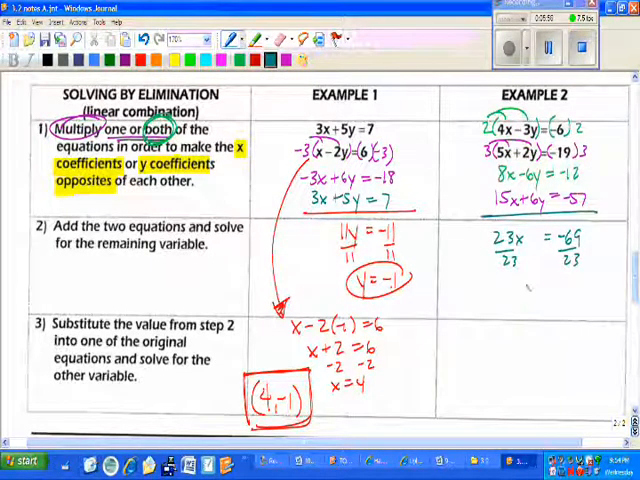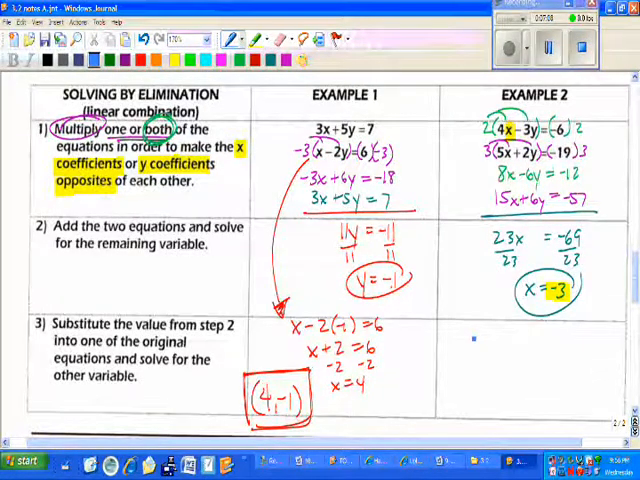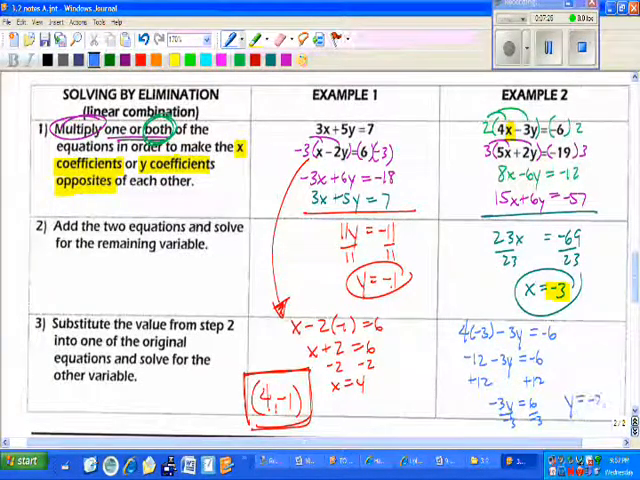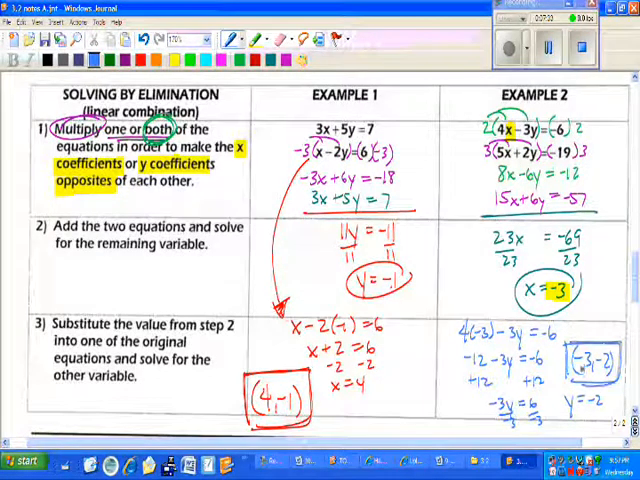Divide both sides by 23. X equals negative 3. So we're putting negative 3 in for x. 4 times negative 3 minus 3y equals negative 6. Negative 12 minus 3y equals negative 6. Add 12 to both sides. Negative 3y equals 6. Divide both sides by negative 3. Y equals negative 2. So our answer for this one is negative 3, negative 2. Remember, you can always go back, substitute that in to see if it works for both equations.